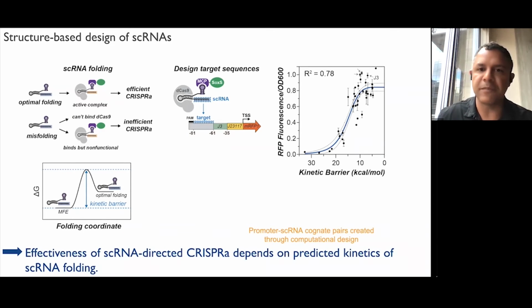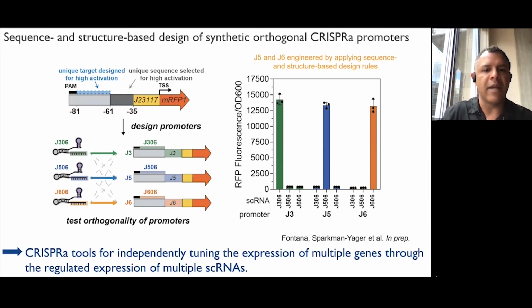That this term goes a long way toward predicting whether an scRNA is going to be effective for generating CRISPR activation. Okay, so now if we go back and use our new sequence and structure-based design rules, we now see that we're able to expand this set. Now I'm showing you 2 additional synthetic promoters that are achieving the same level of expression as J3, which was previously the highest one. And in fact, we've now used this approach to generate a set of 8 different orthogonal CRISPR-A promoters that can be targeted independently for programmable expression.